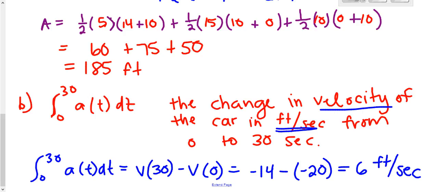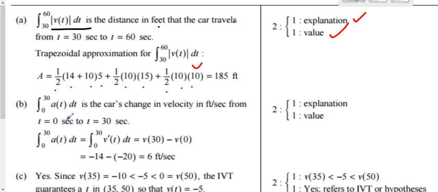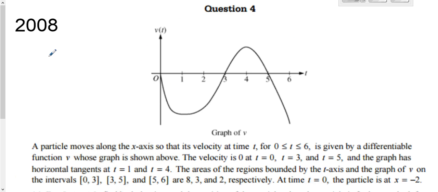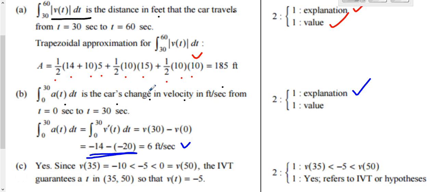So let's look at the rubric for part B. Part B says, is the car's change in velocity, got that, in feet per second from t equals 0 seconds to t equals 30 seconds. Explanation, got that point. Value, did we get all the way to 6? Yes, we did. We could have stopped here as soon as we plugged in values. Okay, so we are good there as well. Oops, wrong way, sorry. That's the next question.